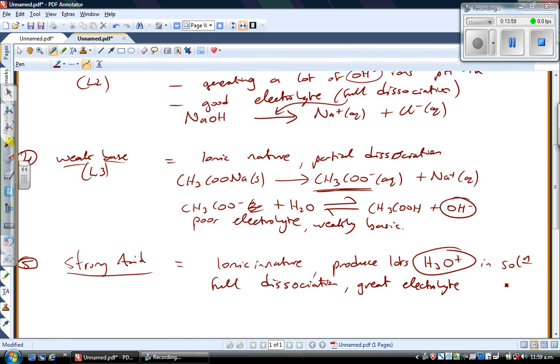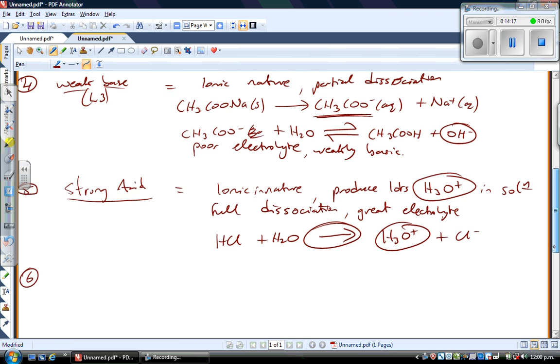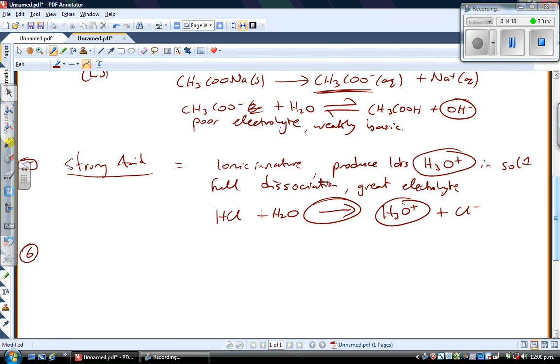And the best way to illustrate why these things happen is to use equations. So if we take HCl plus water, complete arrow for full dissociation, and you get lots of hydronium ions, and you get your chloride ions. Alright, so that's the strong acid, and the final type of compound that you'll come across in aqueous systems, and these are all the possible systems that you will be describing, is a weak acid.